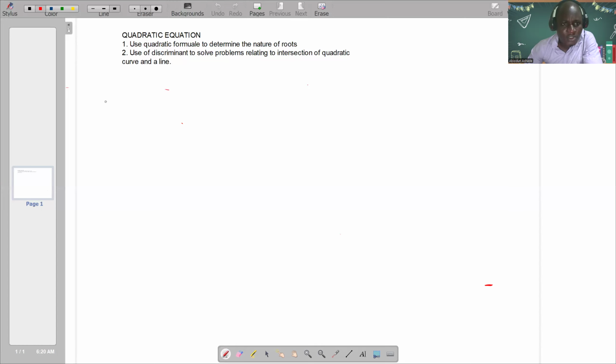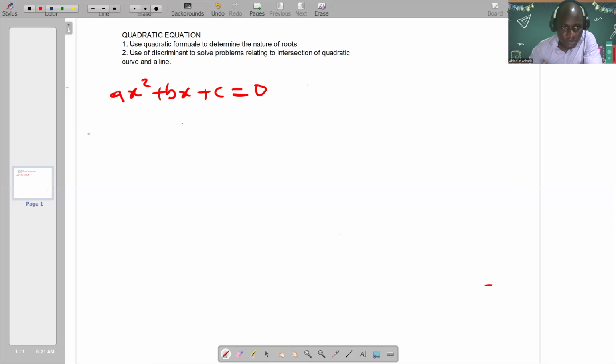Now, a quadratic equation is an equation of the form ax squared plus bx plus c equals 0. This is a quadratic equation. But if we remove the equals to 0, it becomes an expression. It's from this quadratic equation that we generate the quadratic formula. The coefficient of x squared is a, the coefficient of x is b, and our constant term is c.